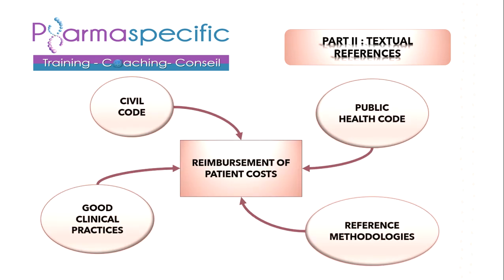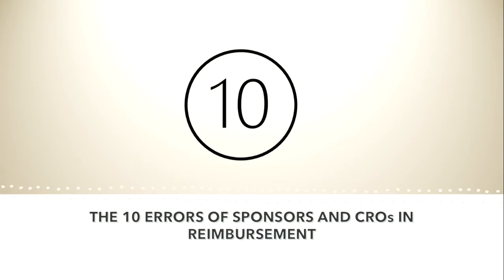So we just saw there are four sources: the Civil Code, the Public Health Code, reference methodologies, and good clinical practices. All lead to the reimbursement of patient costs. However, we don't have a lot of detailed rules. But we'll see in the next part what the rules are that you must apply. So let's go on to the 10 errors of sponsors and CROs in reimbursement.